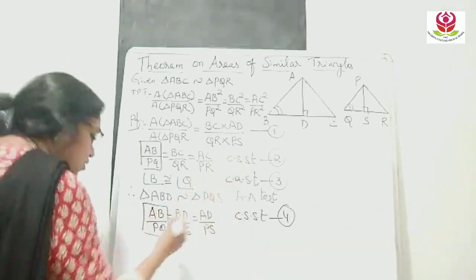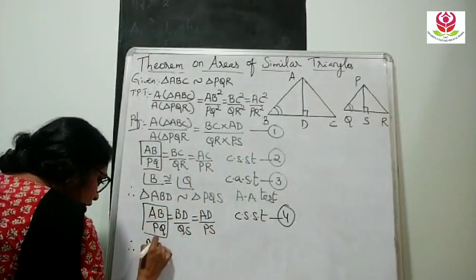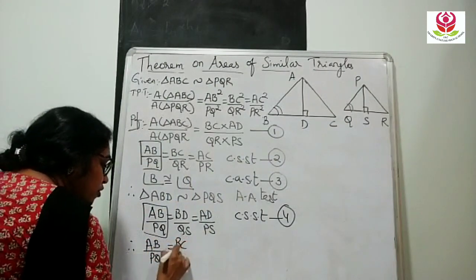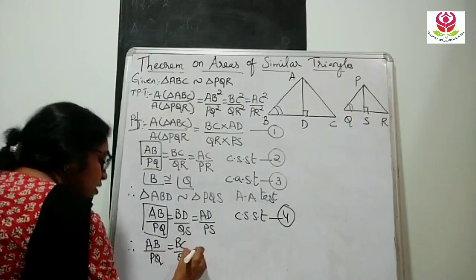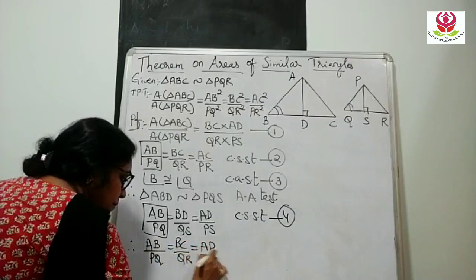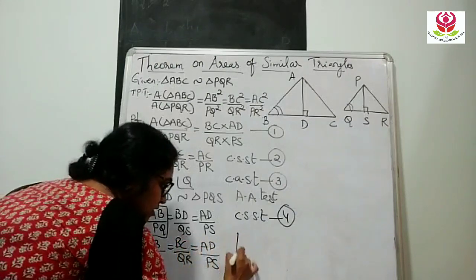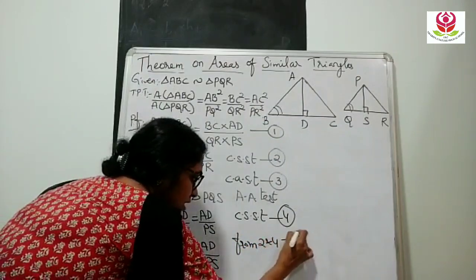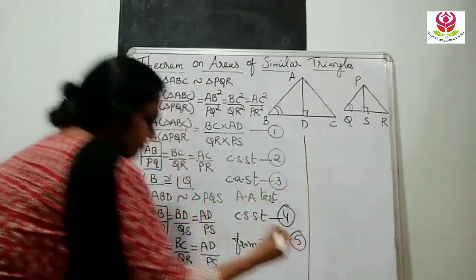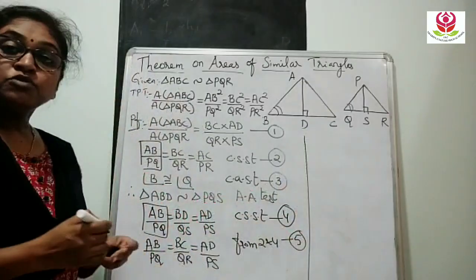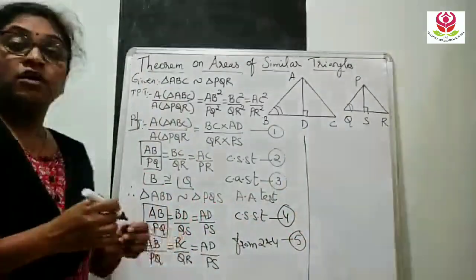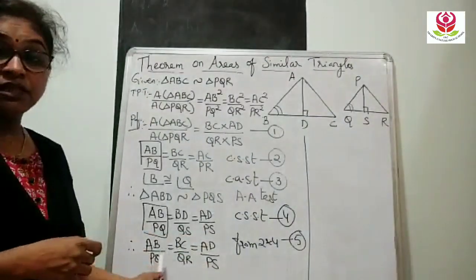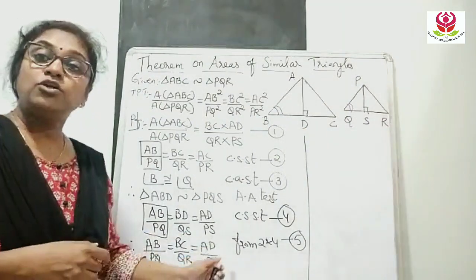So from steps number 2 and 4, you can conclude that AB upon PQ is equal to BC upon QR is equal to AD upon PS. The reason is from steps number 2 and 4, and I am marking this as my equation number 5. Okay, so we now got some new pairs of corresponding sides. We are getting that these ratios are also equal to each other.